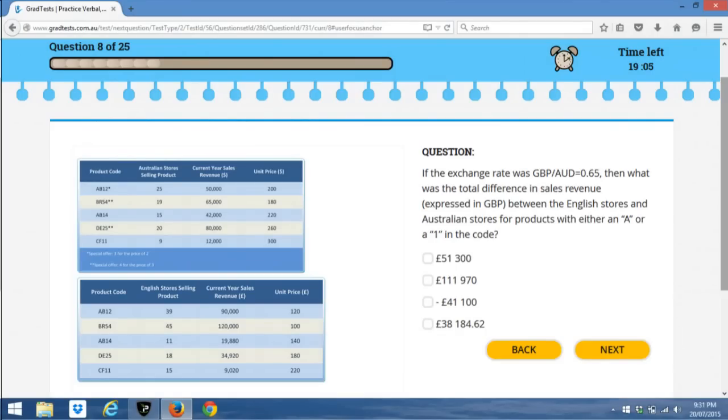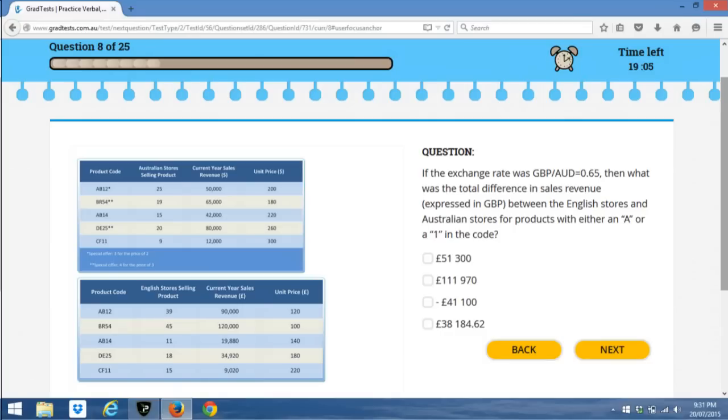If the exchange rate was 65 pence buys $1 Australian, then what was the total difference in sales revenue, expressed in British pounds, between the English stores and the Australian stores, specifically for products either with an A or a 1 in the code? So which are those products? AB12, AB14, and CF11. They're the three products that have either an A or a 1 in the code. That's the first thing you need to note.